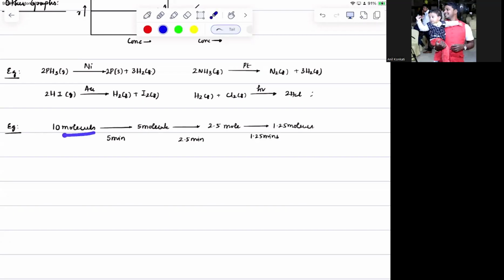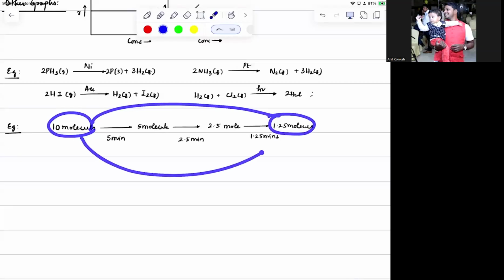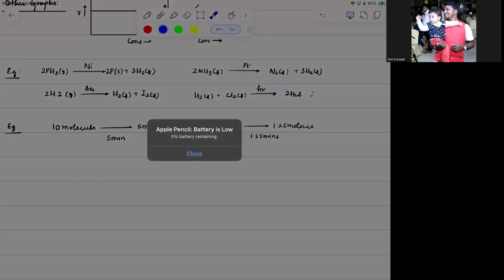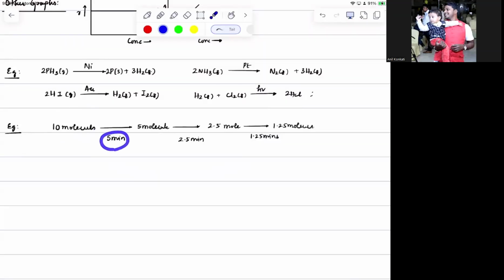So suppose for a zero order kinetics, a reactant moves from 10 moles to 1.25 moles, how much time is being taken? Considering T half is 5 minutes, initially it is 5 minutes, then it will be 5 minutes plus 2.5 plus 1.25 and so on. This is how it will vary. Got it?